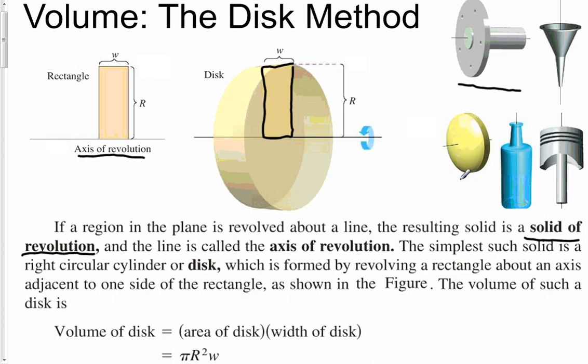A pill, here we have a pill. A pill is also a solid of revolution. A bottle is a solid of revolution. And a piston for a car is a solid of revolution. So all of these things can be modeled as solids of revolution. And what we're going to be doing is finding the volumes of such solids, which might be something beneficial to know.